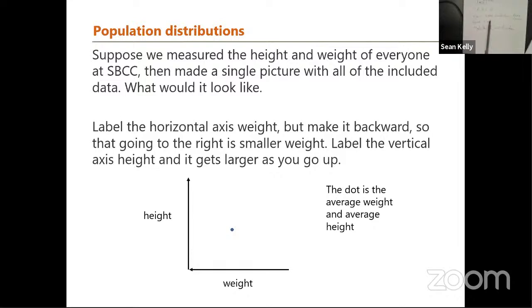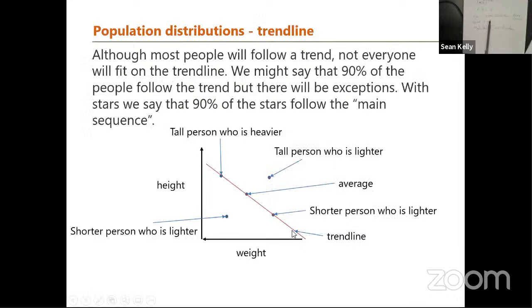I'm going to go ahead and advance, but I dumped a lot of stuff on one chart. Here it is. Your average is here, and here's a taller person who's heavier, and here's a shorter person that's lighter. And here is what is called the trend line. This is kind of what I would expect. Most of the people at City College are going to follow this trend line.